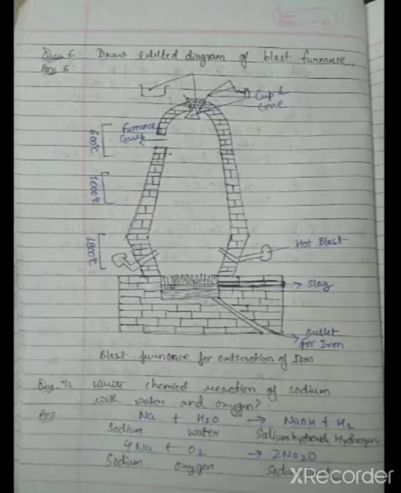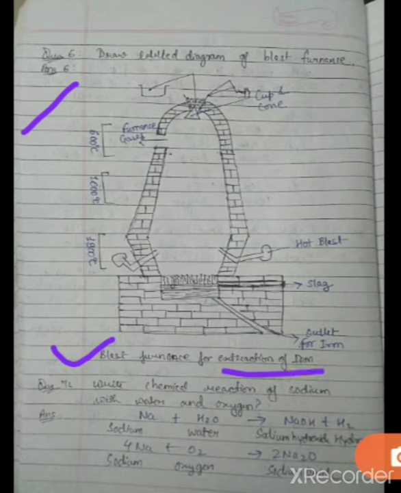Now students, talking about question number 6, it is: draw the labelled diagram of blast furnace. I will send you this picture and you have to draw this diagram. This blast furnace is made for the extraction of iron. Now students, talking about question number 7, that is: write the chemical reaction of sodium with water and oxygen.